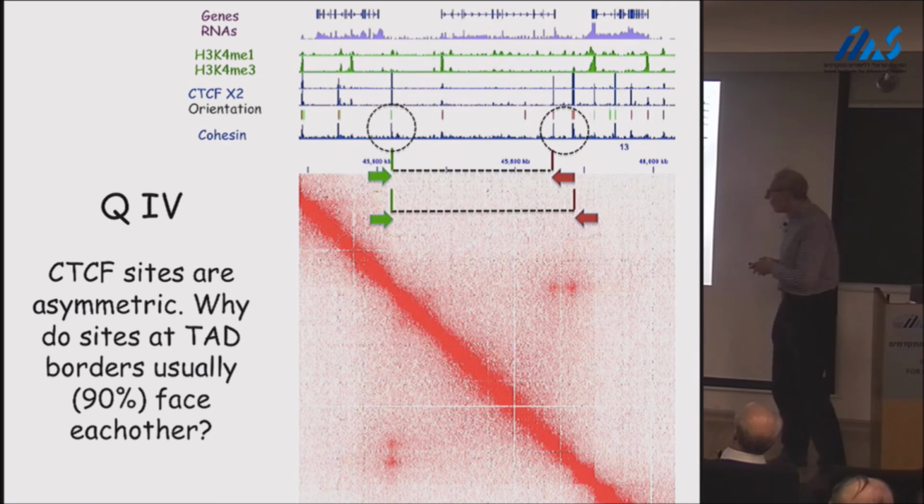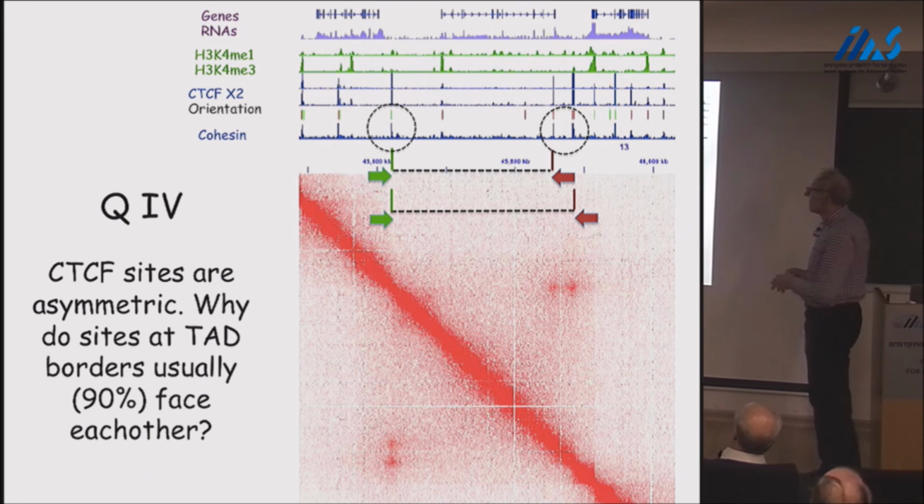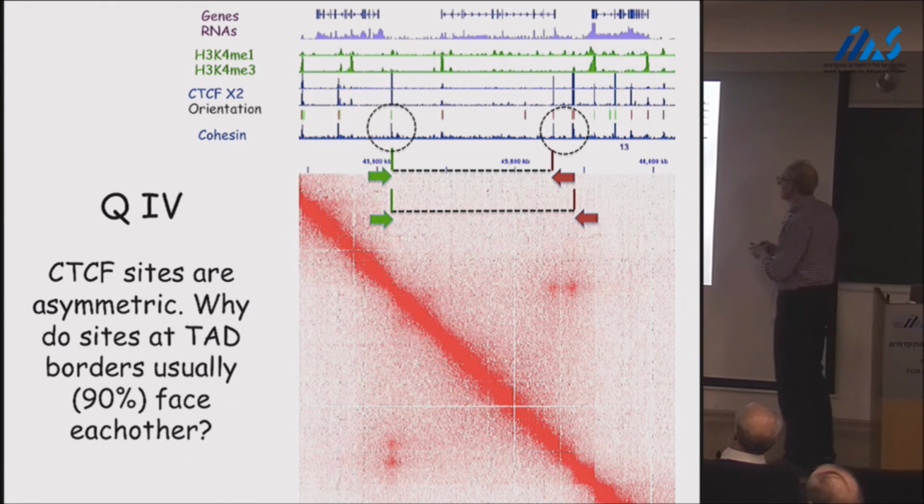Question number 4, and this is the real humdinger, is that CTCF sites are asymmetric. Why do sites at TAD borders usually, in 90% of the cases, face each other? And this is a very crucial issue because these can be megabases apart. How do they know which way they're facing?